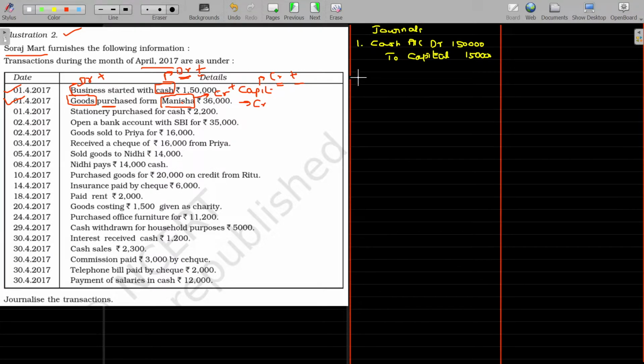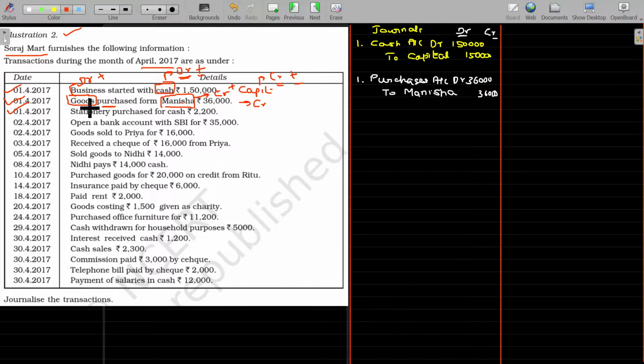So the second one, on the same day. Purchases account debit. Purchases represents only the goods. Purchases account debit to Manisha. This value being 36,000. Debit and credit. This is the inner column, this is the outer column, first column and second column. To save the space, I have done it this way.